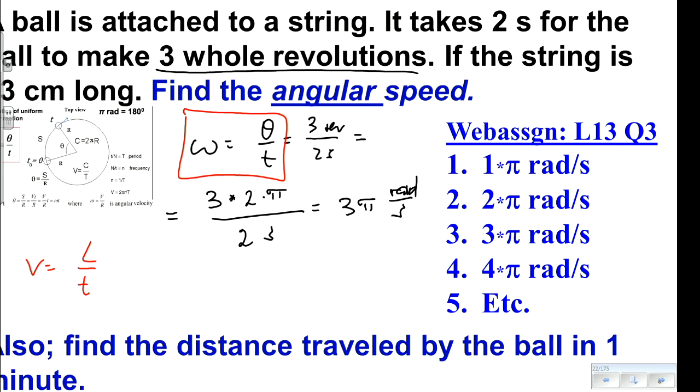But now actually we can use this equation to answer that question if you want to. Distance traveled in 1 minute should be equal to the speed of this object times 1 minute, 60 seconds. And speed, radius, and angular speed are related. The equation has been mentioned.